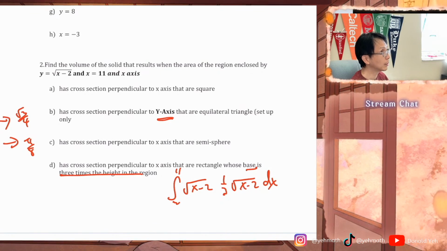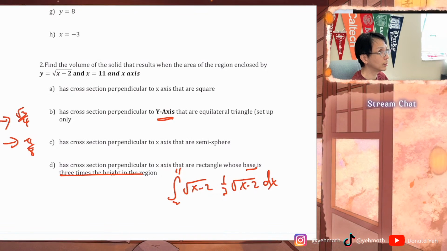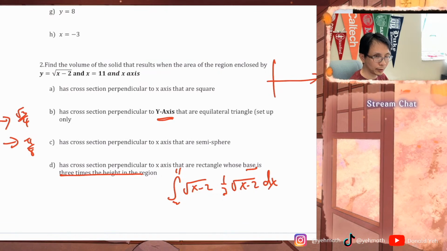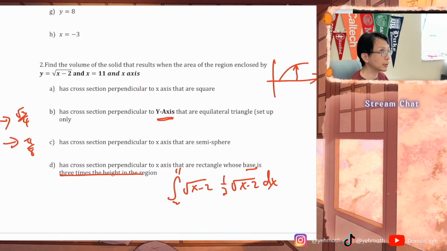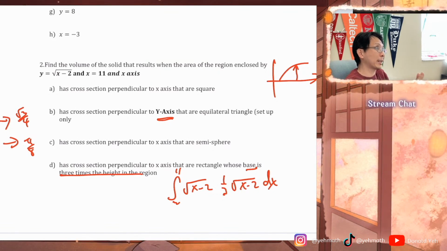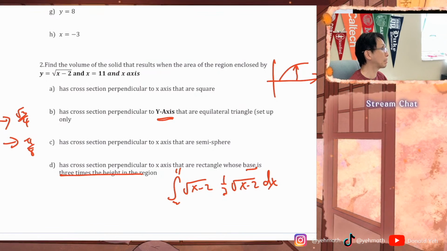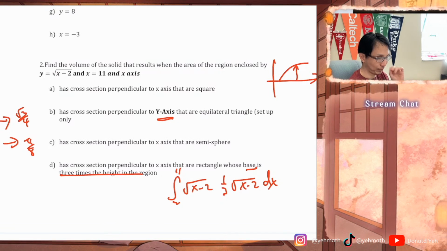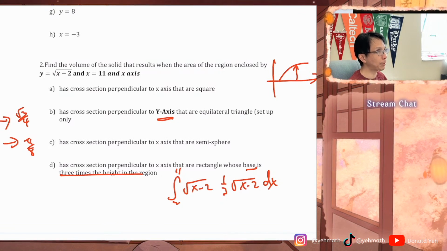Okay. Wait, how is the square root of x minus 2 the base? That's the distance from here to here. That's the distance from here to here. That's the base. Because each base is going to have different rectangles, right? Questions? So you're just multiplying those together? Yep, for that particular one.